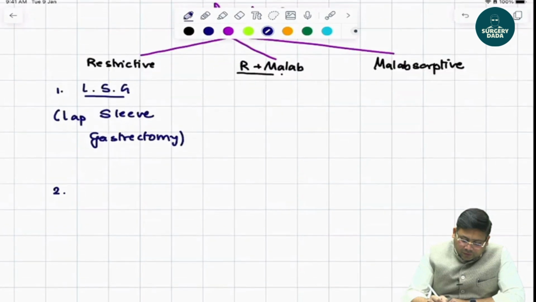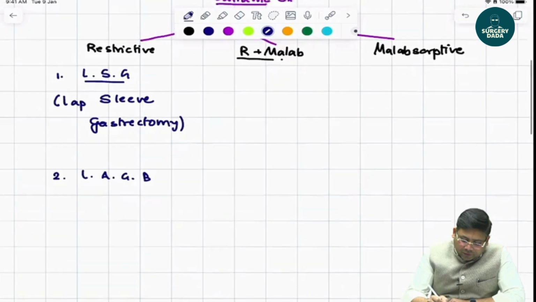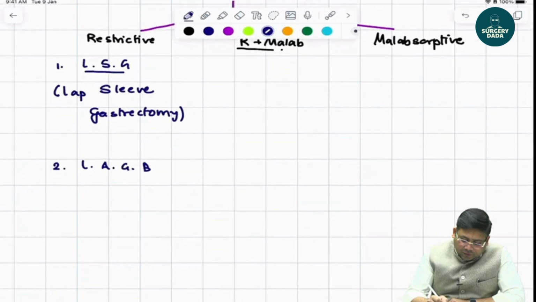Then we have LAGB. What is LAGB? Nowadays we are doing sleeve gastrectomy plus gastric banding, not an adjustable type of gastric banding, so it's a combination surgery. But LAGB is nothing but laparoscopically done adjustable gastric banding surgery.